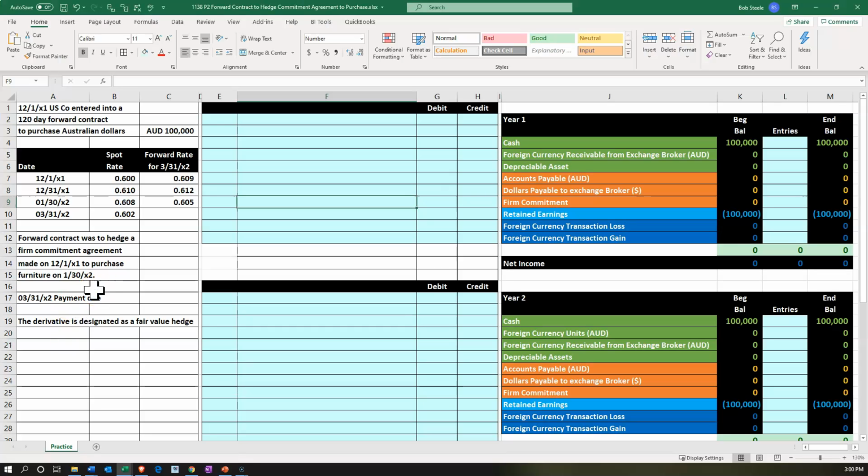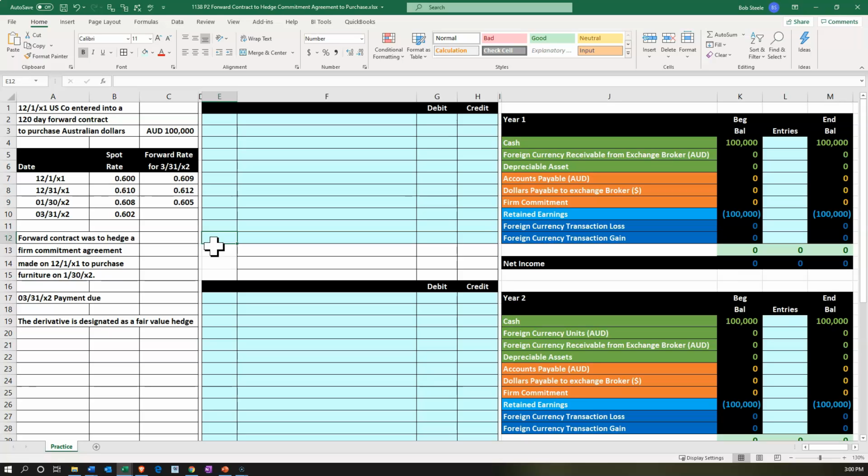Here we are in Excel. We have the information on the left. We're going to enter that into the blue area on the right, including our journal entries and then our trial balance worksheet for year 1 and year 2 worksheets. Let's take a look at our information. As we do so, note this will look similar to prior problems, but it is different. So we're going to look through those differences as we go through them.